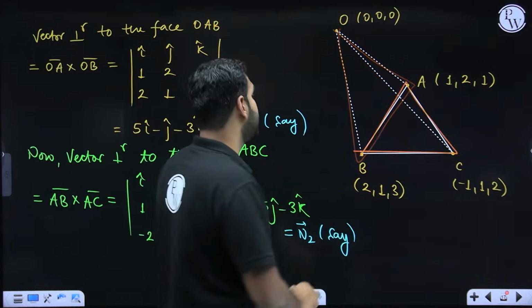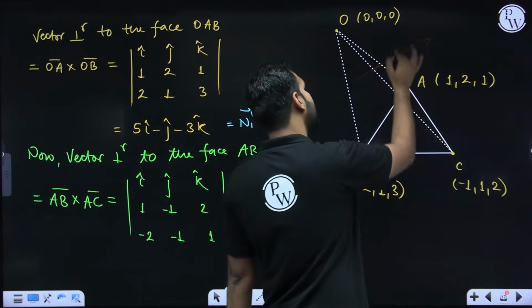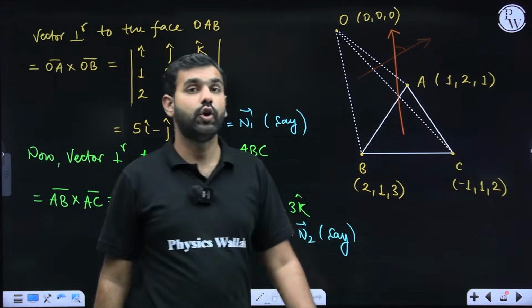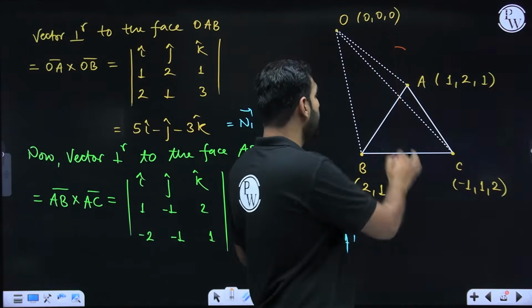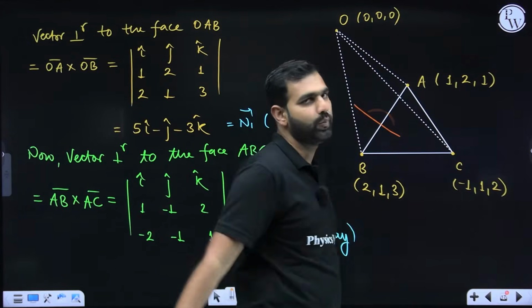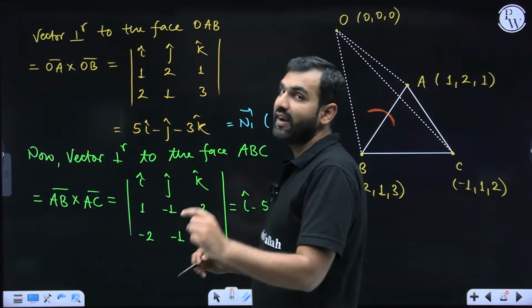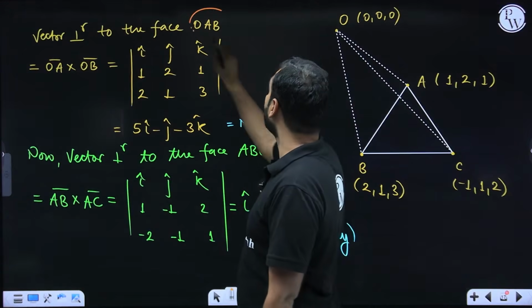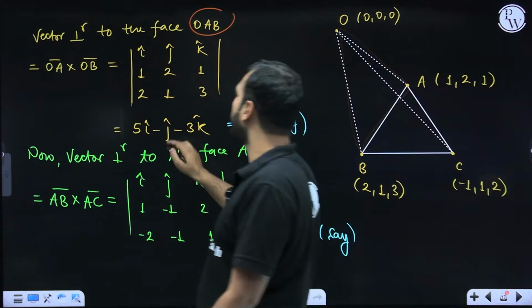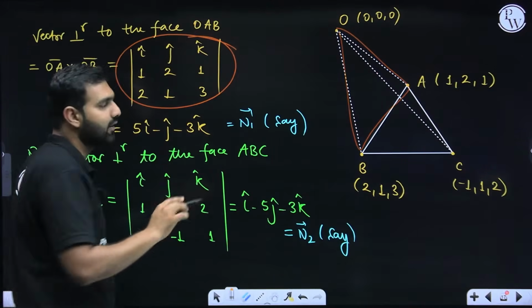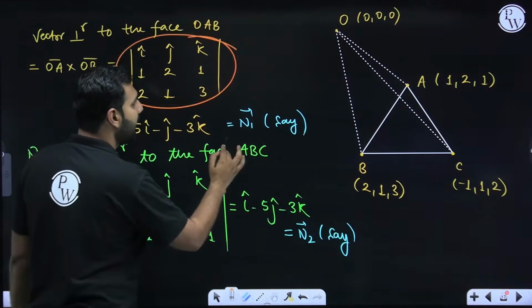Would you not agree that the perpendicular vector to the face OAB and the perpendicular vector to the face ABC, if I draw the normal vectors to these two faces, they'll have the same angle, the angle which these two faces have between them. I hope you can visualize it in 3D. So let's find the perpendicular vector to the face OAB. If I take the cross of OA with OB, I'll find a normal vector perpendicular to the plane OAB, which let's say I'm denoting by N1.